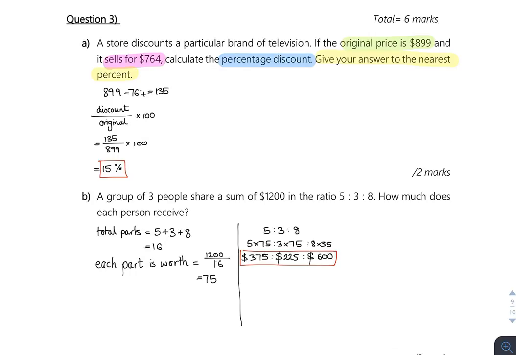So first thing is we need to know what's the dollar discount? So the original was $899 minus the selling price, $764, to give $135. So the savings or the discount was $135. So the discount divided by the original times 100 will give you the percentage discount. So 135 divided by 899 times 100 would give you 15%, or it would be just off that, but we would round it to the nearest percentage of 15.